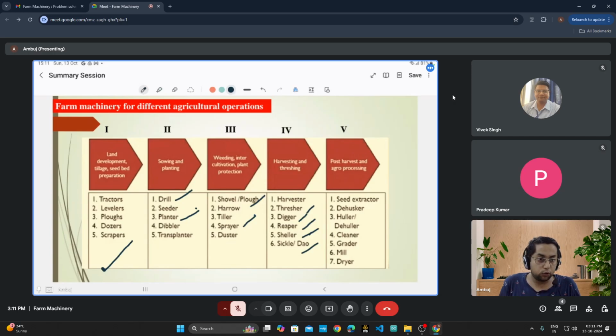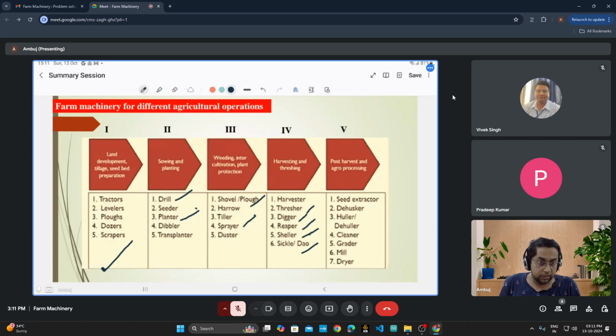Then the first four operations have been dealt with. First you cleared the land by primary tillage operation, then you sowed the seed, then you did some intercultural operations, then you harvested your crop. After harvesting the crop, there comes the part of post harvest and agro processing in agriculture.